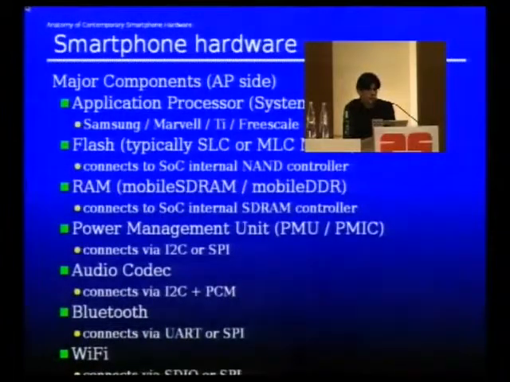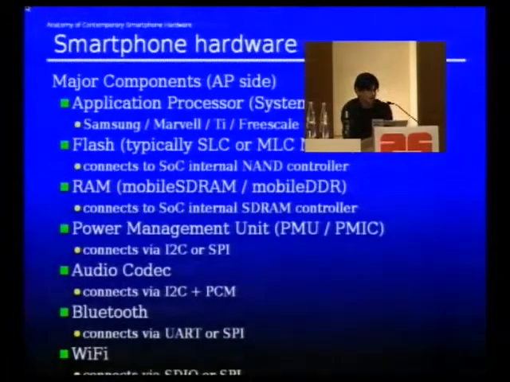TI is TI OMAP, people might have heard about that. Marvell is called PXA something, PXA 250, 270, 300 something. PXA was originally the X-Scale design from Intel, which Intel sold to Marvell maybe some 2 or 3 years ago. Samsung has what they call the S3C 24XX and the S3C 64XX, and then they have certain undocumented components which they use in iPhones.